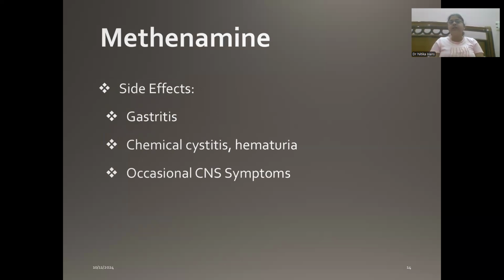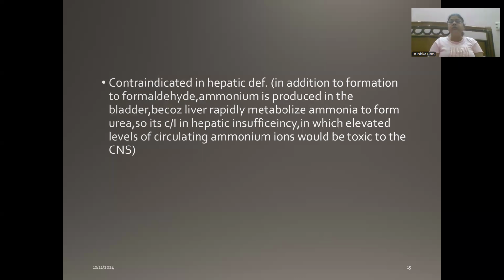Side effects are that it can cause gastritis, chemical cystitis, hematuria, and occasional CNS symptoms. It is contraindicated in hepatic deficiency. In addition to formation of formaldehyde, ammonium is produced in the bladder. In hepatic deficiency it is contraindicated because as it forms formaldehyde, ammonium is also produced in the bladder, and the liver rapidly metabolizes ammonia to form urea.